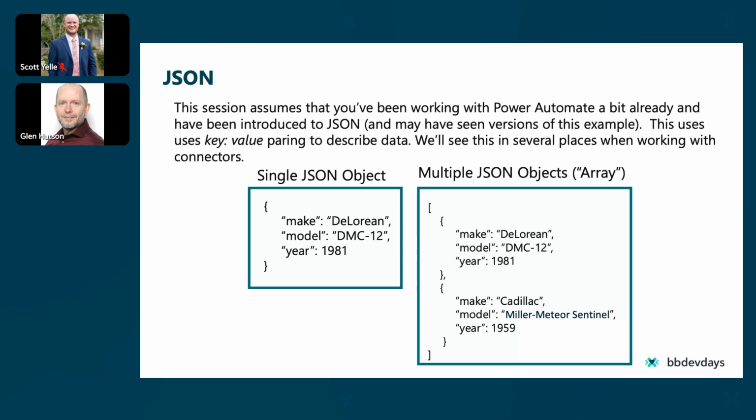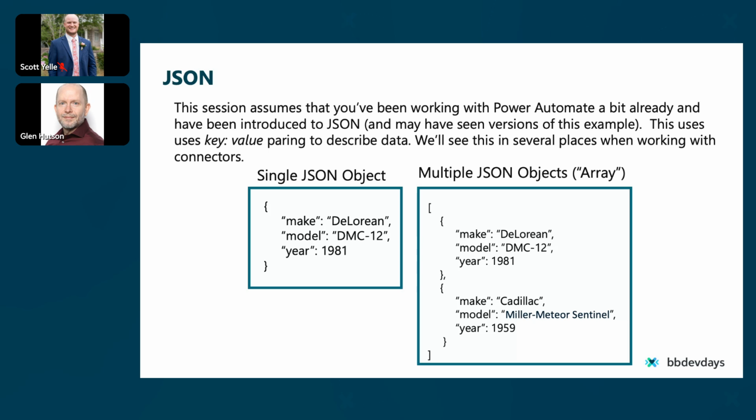You have been introduced to the concept of JSON, or JSON, potato. This uses a key-value pairing to describe data. So we'll see this in several places when working with connectors. I've got a single JSON object on the left. Really, I'm asking for information about a particular car. It's giving me the make, DeLorean, model, DMC-12, and the year, 1981.